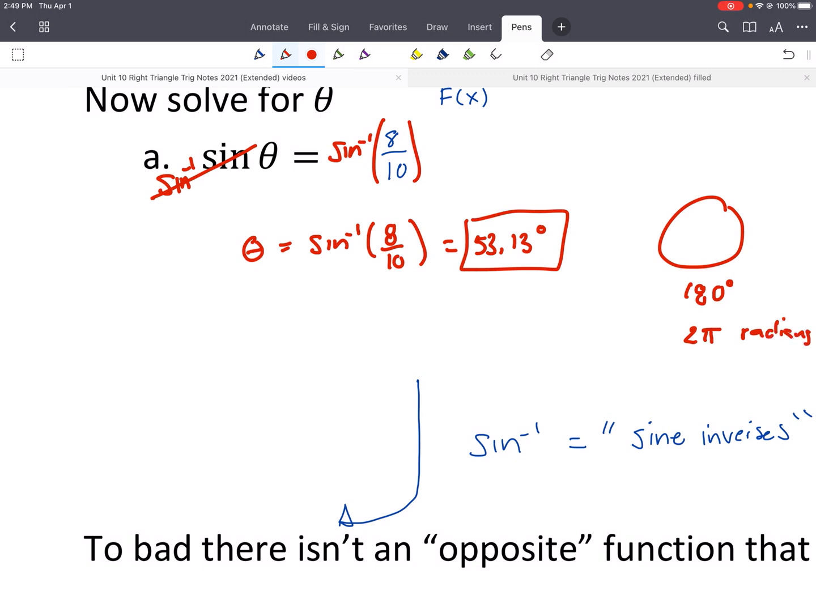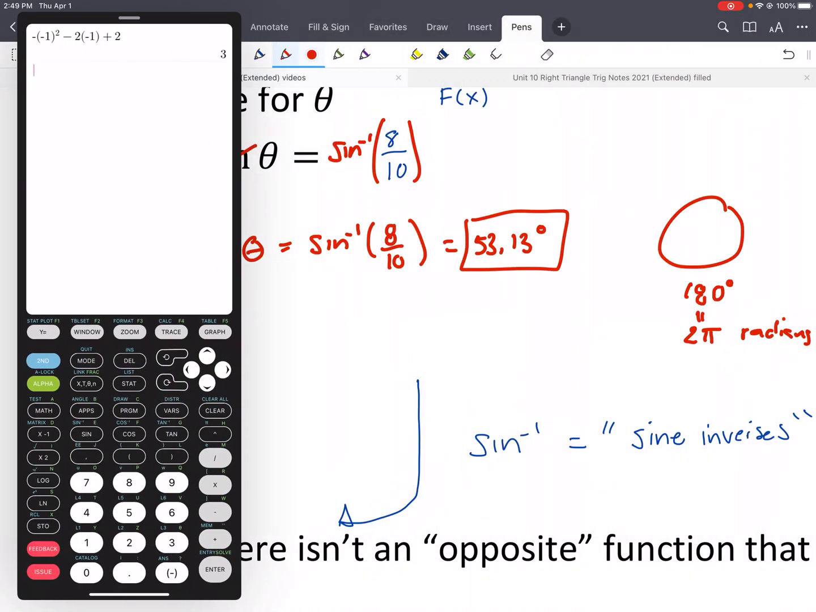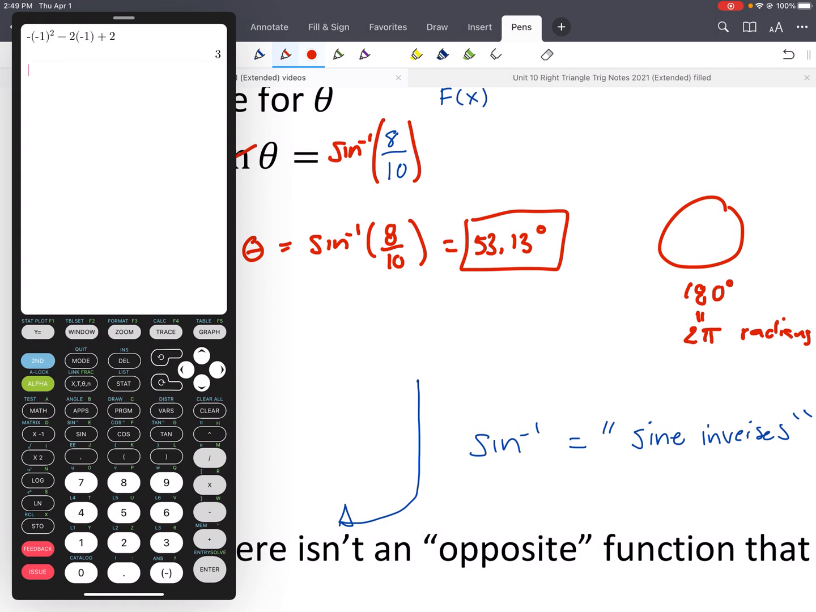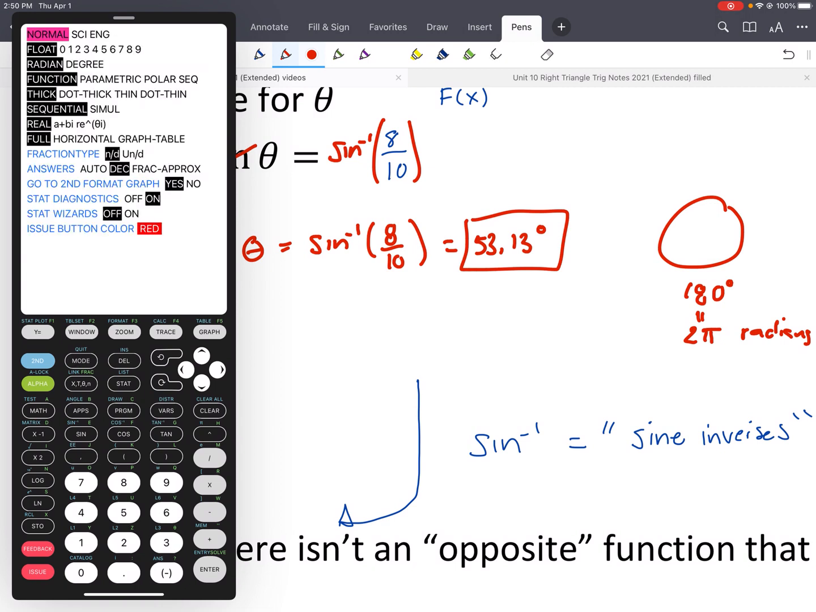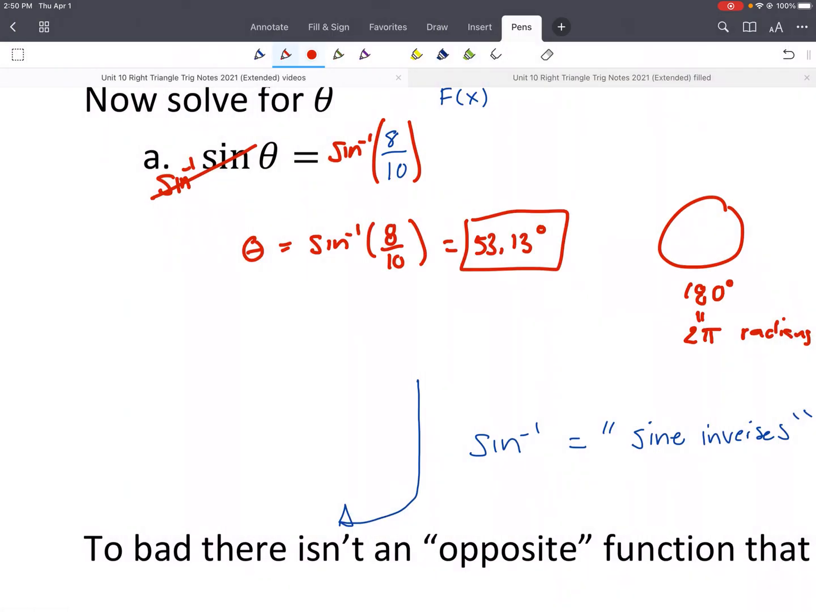Okay, so those are equivalent, just different units. To do that on your calculator, for mine, I go to mode, and then if you go down, you'll see radians, and I need to push over and push enter, and that will mark it as degrees. If you're using a different calculator, you may see it differently.